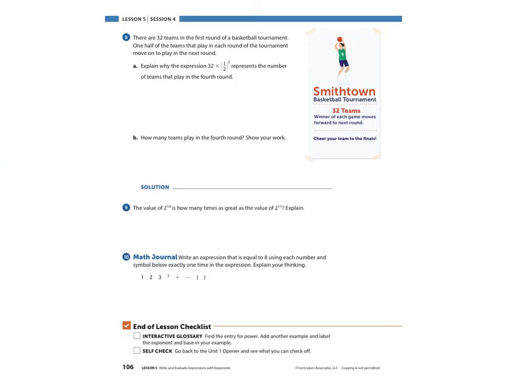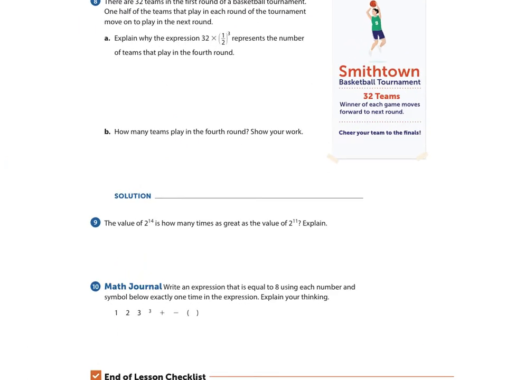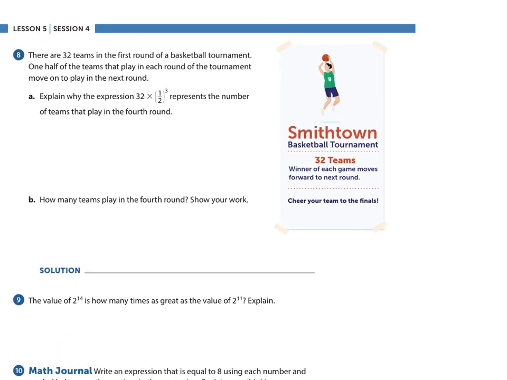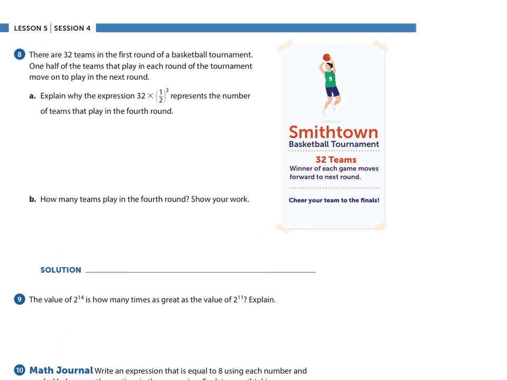Okay, last couple problems here. Number 8. There are 32 teams in the first round of a basketball tournament. 1/2 of the teams that play in each round of the tournament move on to play in the next round. Explain why the expression 32 times 1/2 to the third power represents the number of teams that play in the fourth round. So we're not solving anything here, we're talking about it.